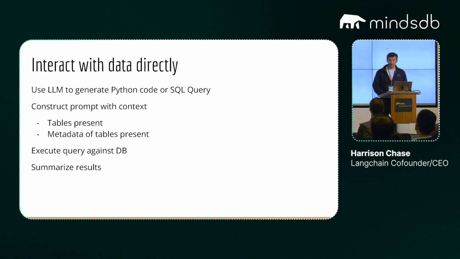The next method for interacting with tabular data is just interacting with the data directly. And so this is good when there's a lot of numerical data in it. It doesn't really make a lot of sense to do semantic search on numerical data. So what you can do is you can just interact with it directly. And the 2 ways that we support that in LangChain are interacting with it if it's in a SQL database, or interacting with it as if it's in a pandas data frame.